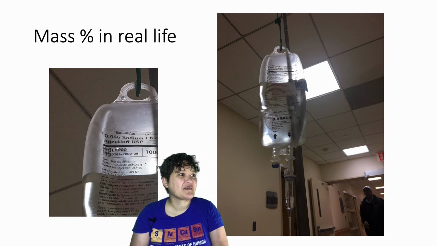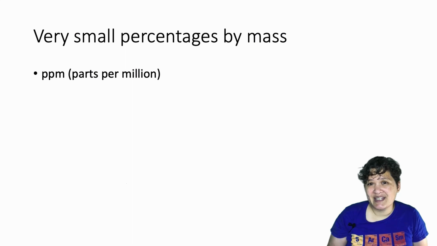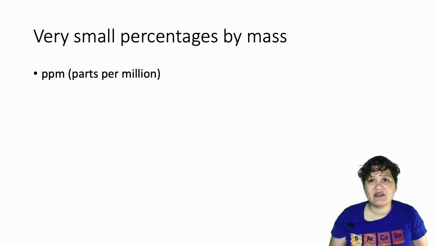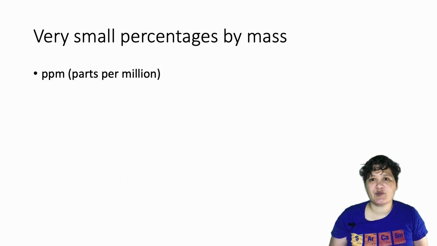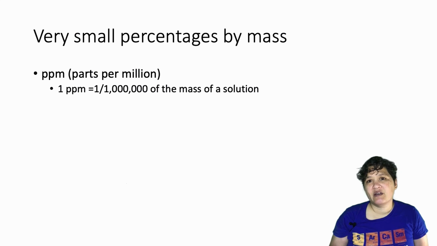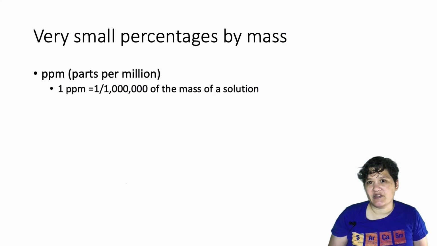Nerd's gonna nerd. So mass percentages also get used for very, very small percentages, and it's really awkward to say this is 0.00006% by mass. So one thing that you will see around a lot is something that we call parts per million, where basically a ppm, a part per million, is 1/1,000,000th. For every million grams of solution, you're going to have 1 gram of your component.